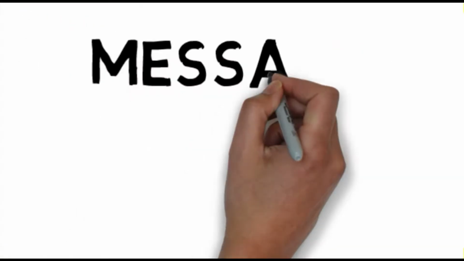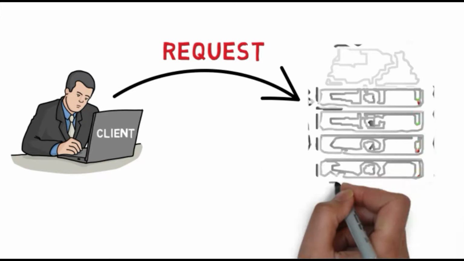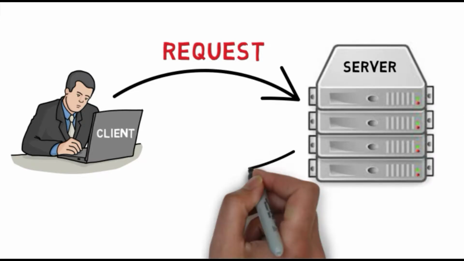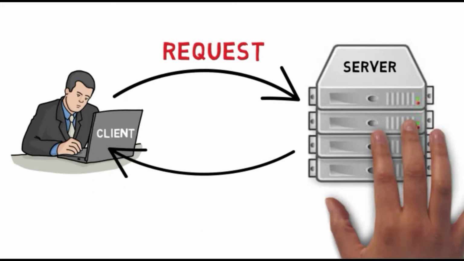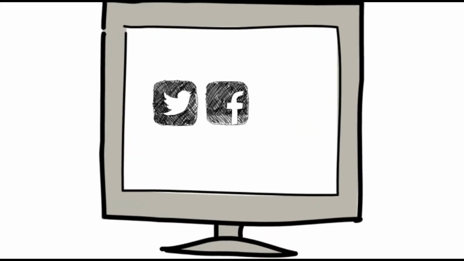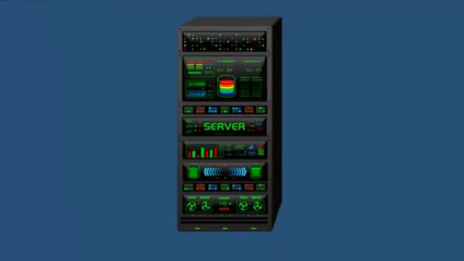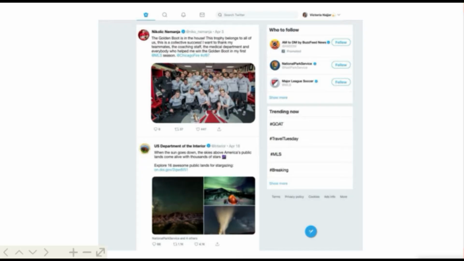HTTP uses a message-based model. That means you, as a client, send a request message to the server and the server returns a response message. So for example, if I go to my browser and type twitter.com, the request that I made is getting the twitter.com page. And the server is going to take my request, process it, and return to me a response.